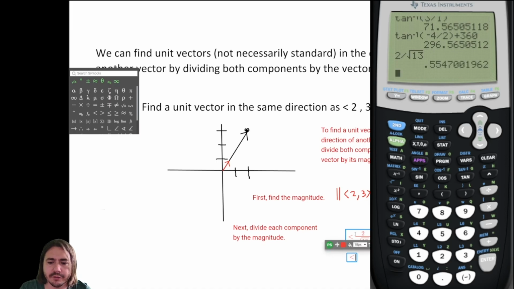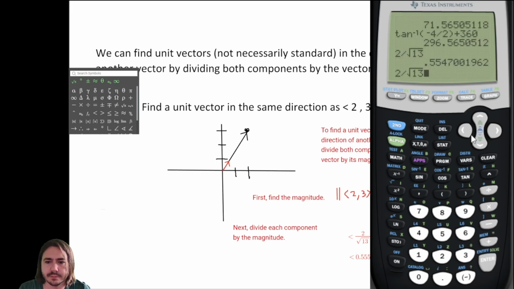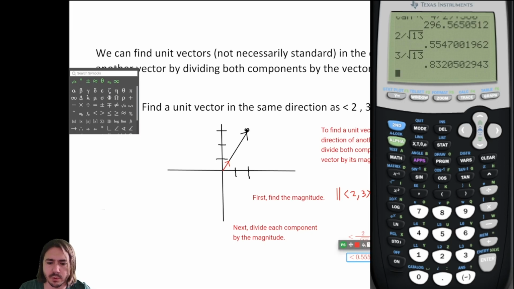is going to be roughly 0.55555, and then the 3 divided by root 13 is going to be roughly 0.832. Now this is a point on the unit circle.